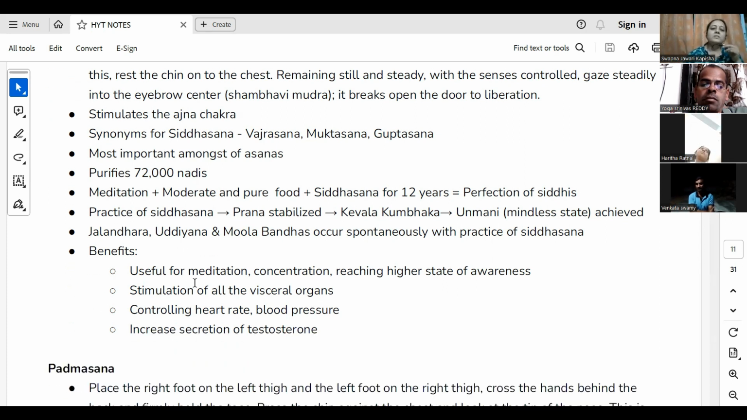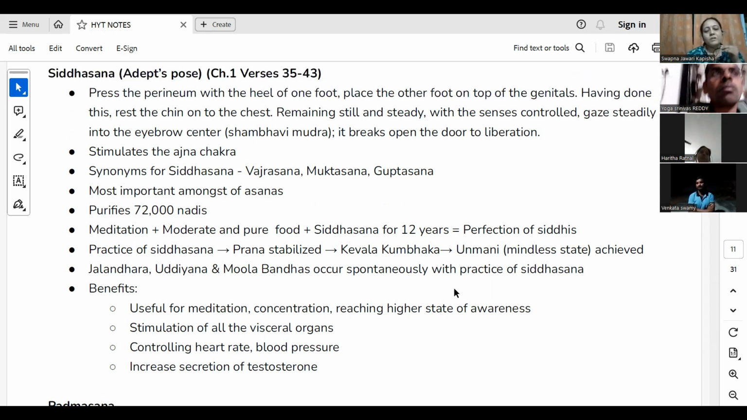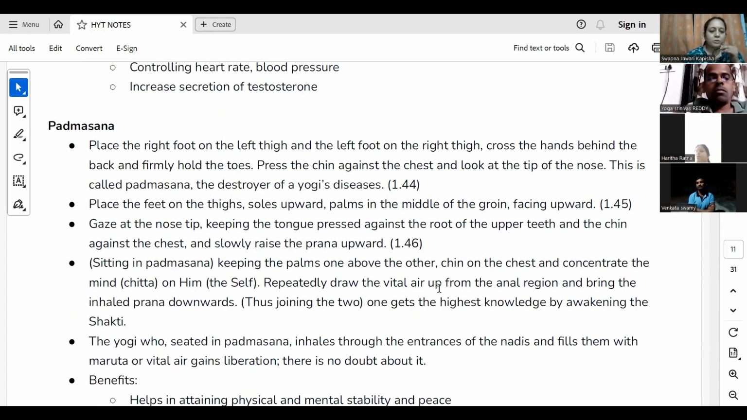So what are the main benefits? Useful for meditation, concentration, reaching a higher state of awareness, stimulation of all the visceral organs. So it stimulates all organs, controls the heart rate and blood pressure, increases the secretion of testosterone. So Siddhasana, if you remember, we sit with one heel against the other, placing them under the thighs. It increases the secretion of testosterone. That means it increases the functionality or health of the reproductive organs. So that is Siddhasana. We will explain Padmasana also.